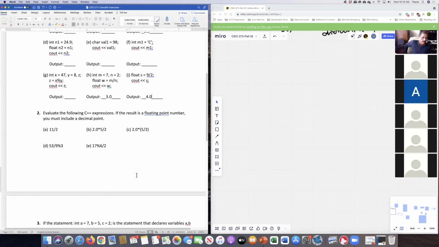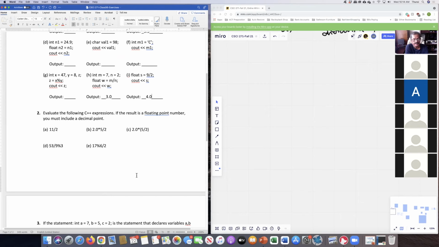Now here these are C++ expressions, and the result is what it's asking for. Whenever the result is a floating point number, you should have a decimal point behind it. It's the same thing that we did, but here we are not using any variables. It's written as if it's an expression, so you need to find the value of these expressions.